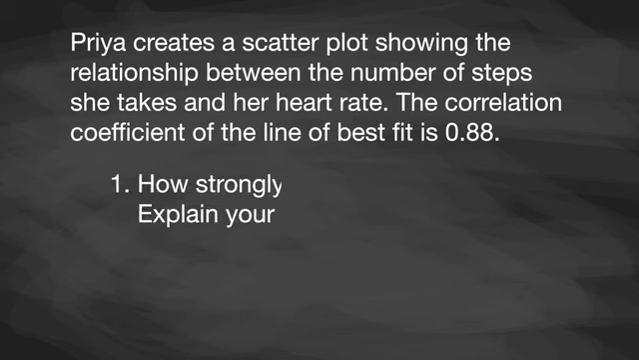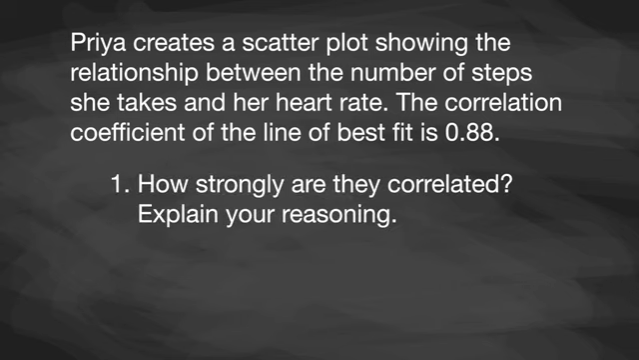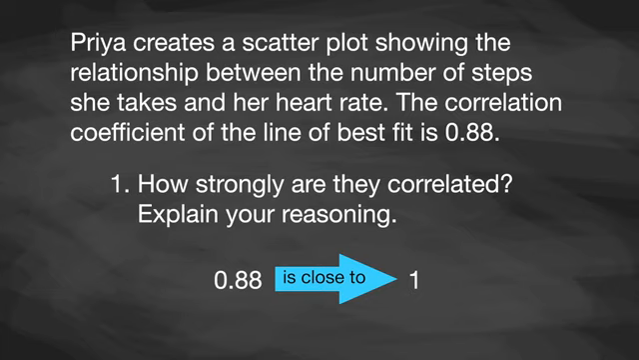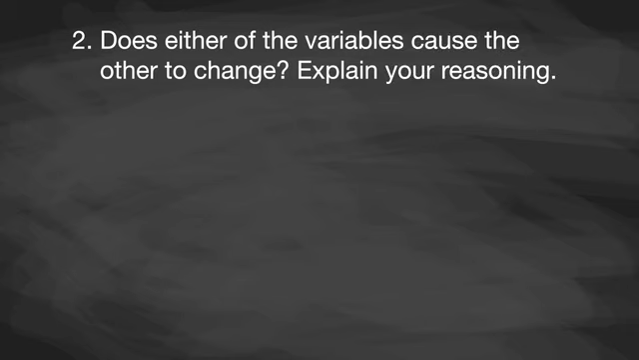rate. The correlation coefficient of the line of best fit is 0.88. Since 0.88 is close to 1, the steps Priya takes and her heart rate are pretty strongly correlated. Do you think either variable causes the other to change?